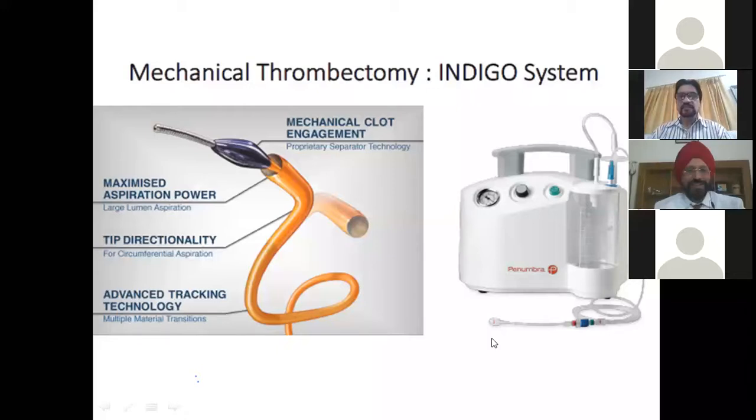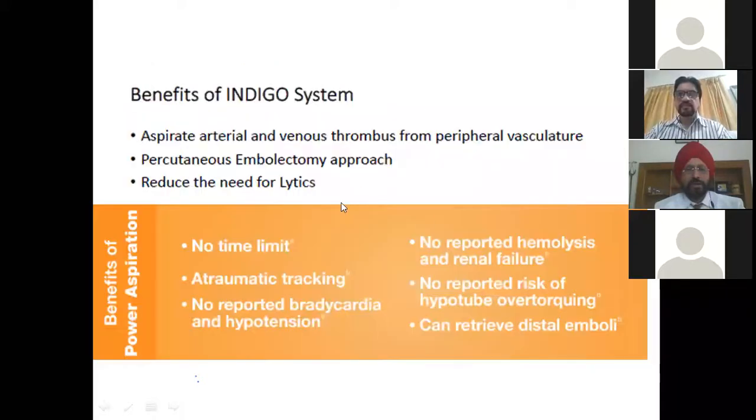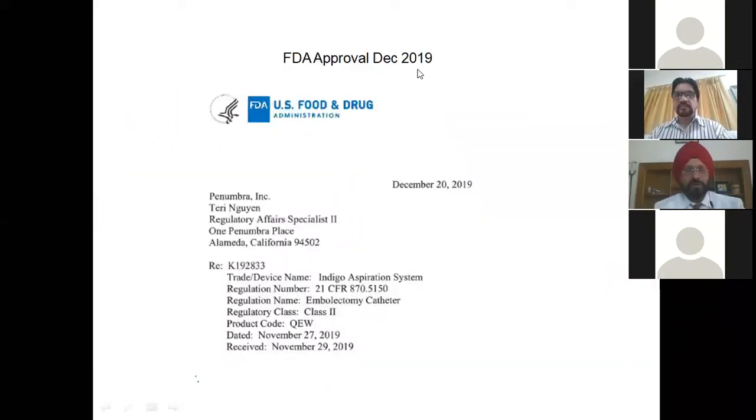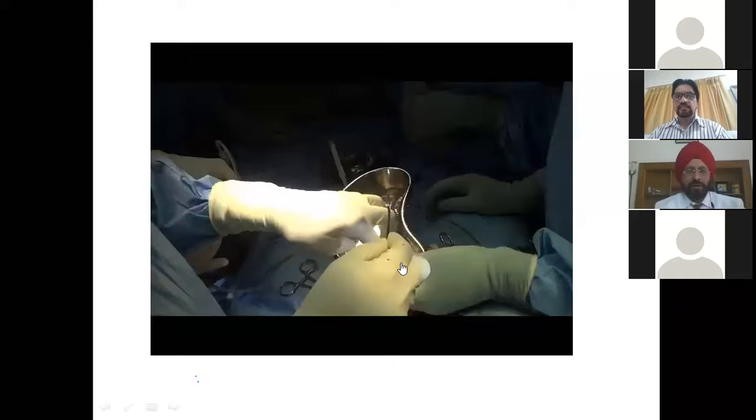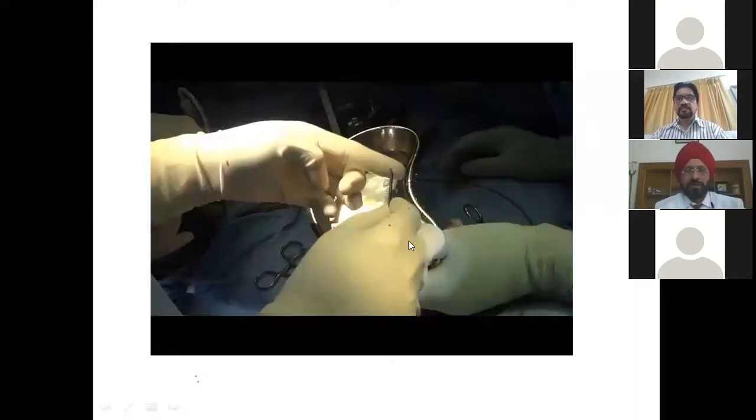Advantage is that it works very fast. Indication is giving lytic agents. It recently, last year, December 2019, got FDA approval. And this is one of very few cases where this is the catheter. It's just a catheter, actually speaking. As I said, it's just a catheter with a little smart adaptation.